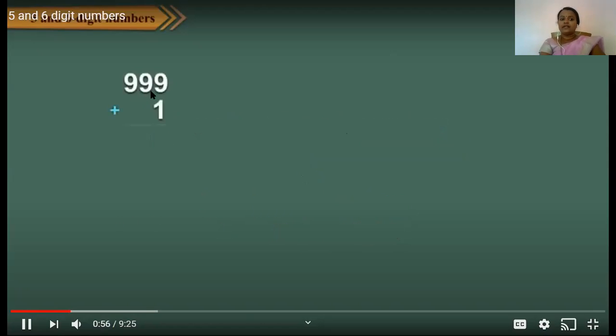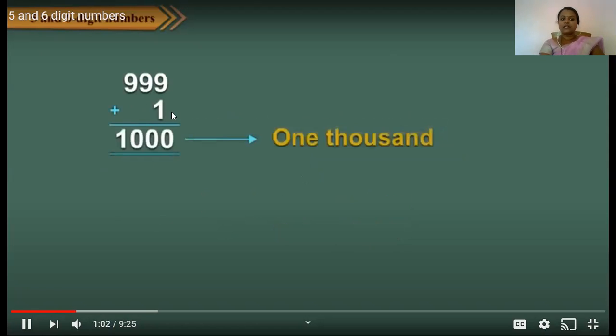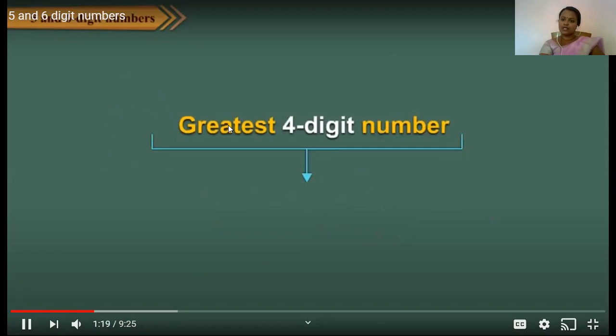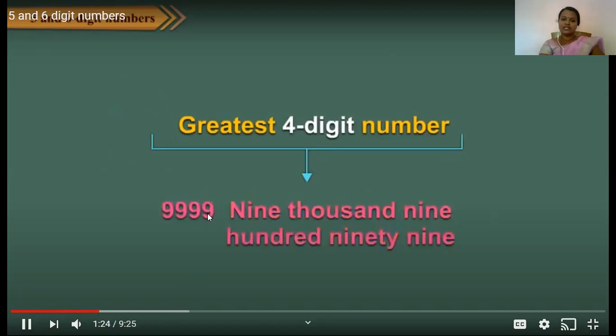So when 999, the greatest number, is added with 1, we get a 4-digit number, which is the smallest 4-digit number, 1,000. So when we add 1 to the greatest number, we get the next successive digit number. The greatest four-digit number we have is 9,999.